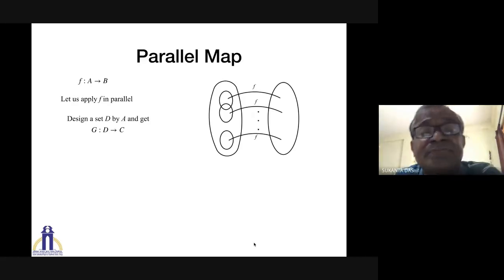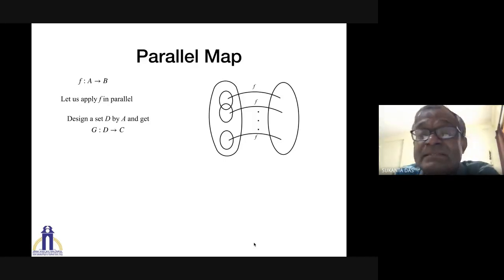The outer shape on the left side, not a circle actually, the outer oval shape, you can say, that is the domain. I am calling it D, and I am getting this D by A. I'm not saying now what the logic of getting D is, but okay, I'm getting D. You understand from the figure that I'm getting D by A. Then I can get a function G from D to C, right?